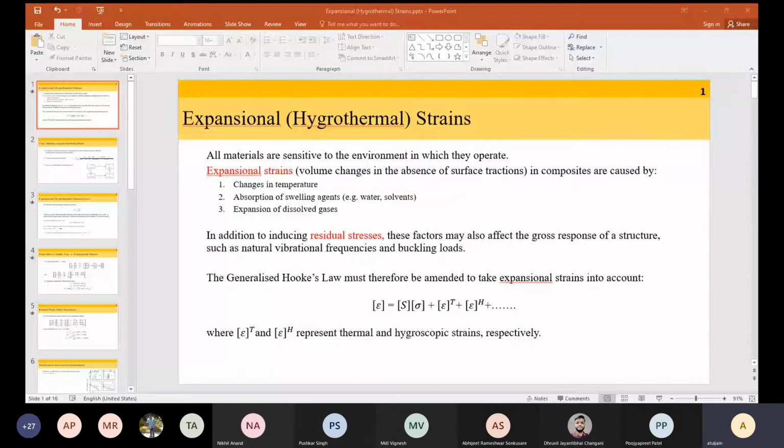Okay. In such cases, the generalized Hooke's law to account for expansional strains takes this form, where I have strain equal to, this term you already understand, compliance into stress, plus strain due to thermal effects, plus strain due to hygroscopic effects, plus dot dot dot, as many effects as you want can be added up. So we are making the assumption that these strains can be added one by one. So the principle of linear superposition holds true for strain.